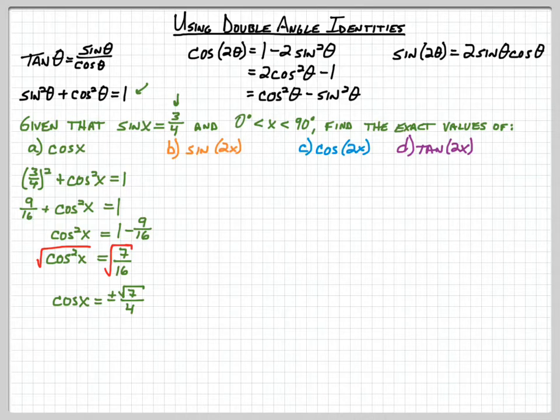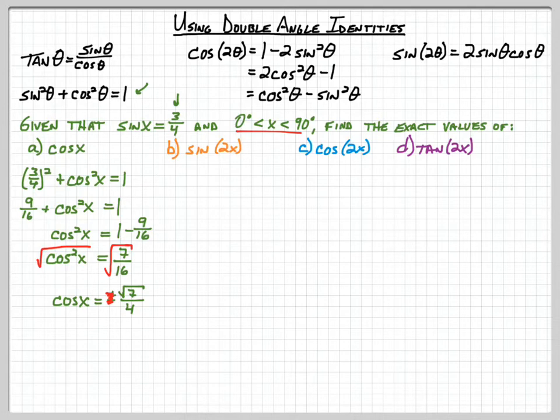However, our original problem states that x is between 0 and 90 degrees. And that tells us that both the sine value and the cosine value are going to have to be positive. So because we're in the first quadrant and both values have to be positive, we can ignore that negative value and we'll just have positive root 7 over 4. And we're good to go with this one.